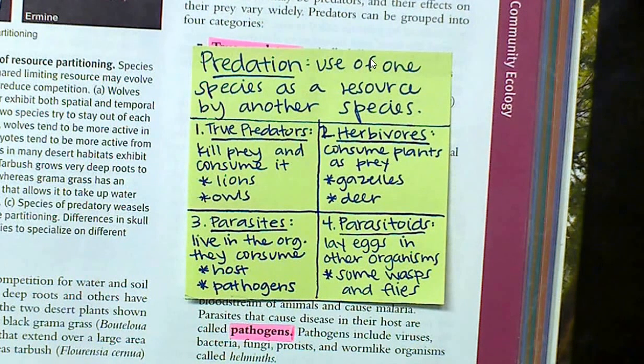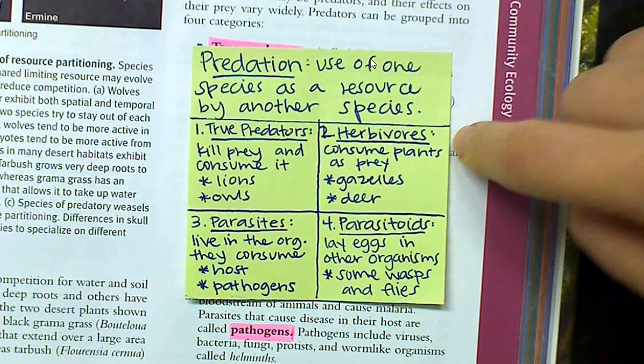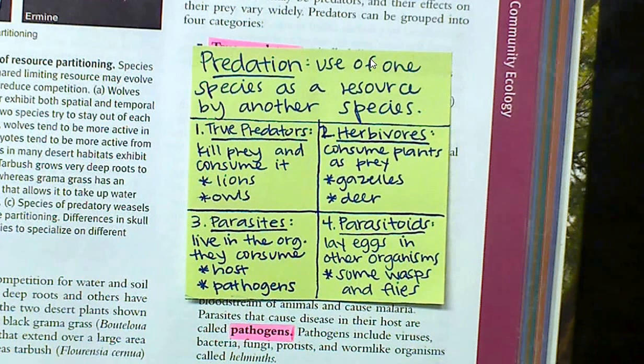Okay, they kill their prey and then they eat it. Next we have herbivores, and they consume plants as prey. Okay, it's a lot easier to catch a plant than it is a gazelle, but still, gazelles are herbivores as well as deer. Next we have parasites. They live in the organism they consume, and that's called a host.